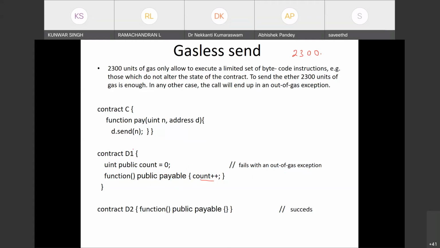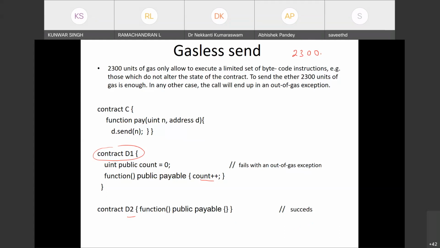Now, instead of this code in contract D1, if he has written this other code, then in this code the money will be transferred. So let's say D's code is this one, and he has kept only a public payable function, and there is no code inside this. For that, 2,300 gas will be sufficient, and it will succeed. So the money will be transferred from contract C to contract D.